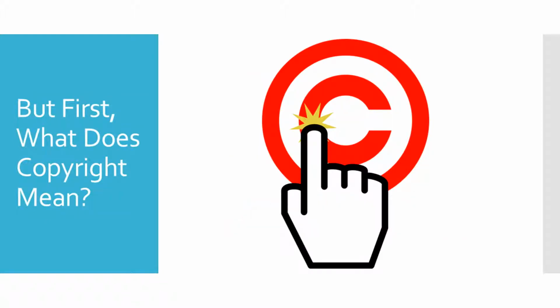But first, what does copyright mean? Copyright, Title 17 of the U.S. Code, is a form of legal protection for intellectual property that allows authors, photographers, composers, and other creators protection for both published and unpublished works.